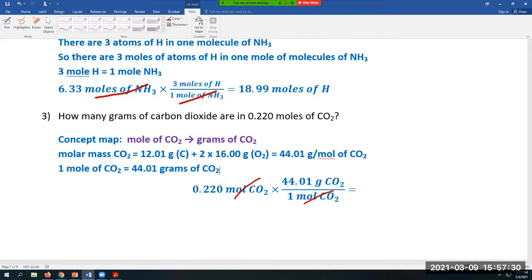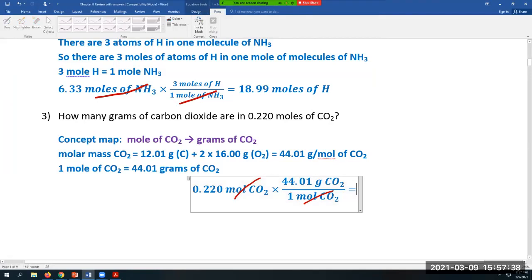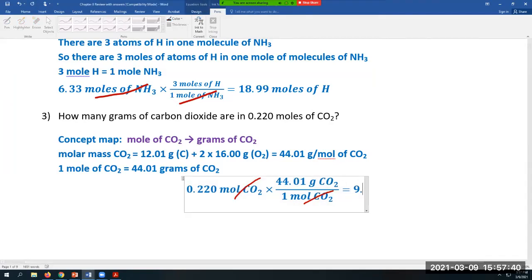That makes me think I forgot about sig figs in the previous example. So let's write the answer here, 9.6822, and that's the calculator answer.